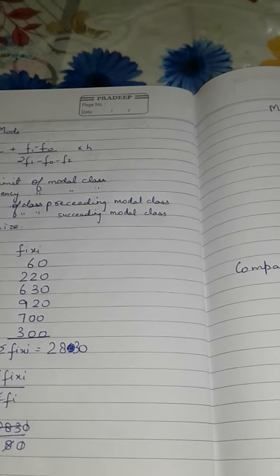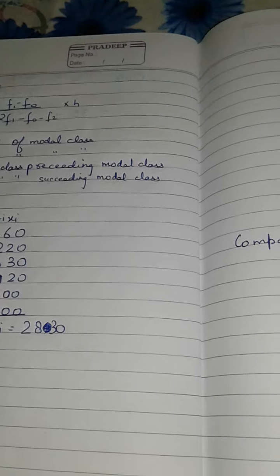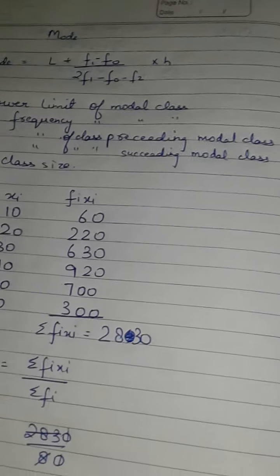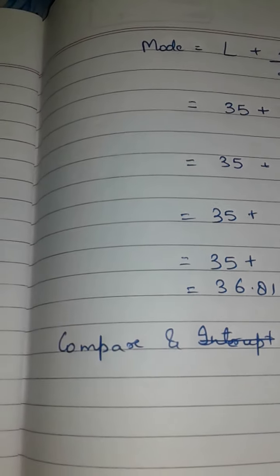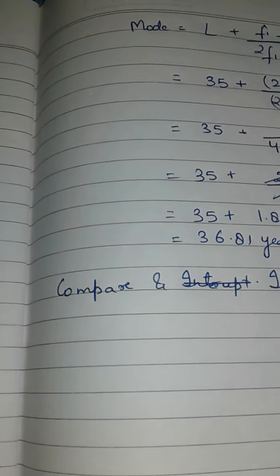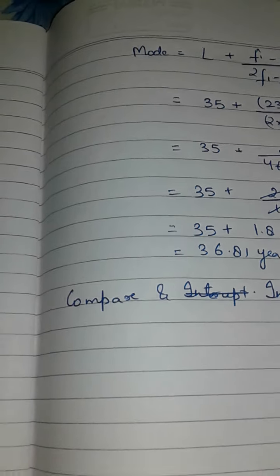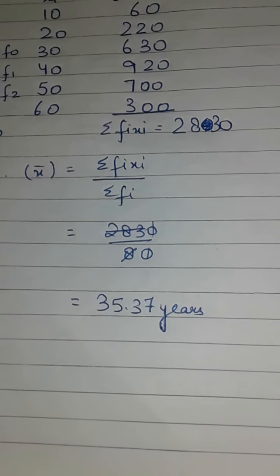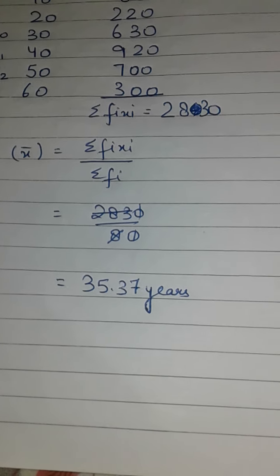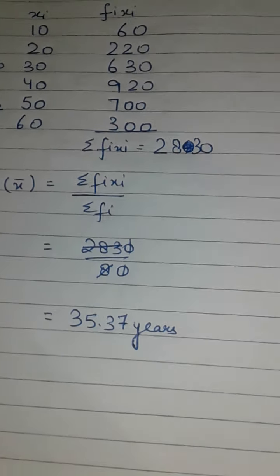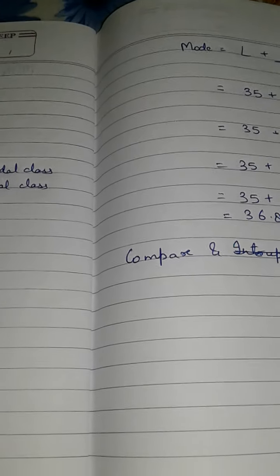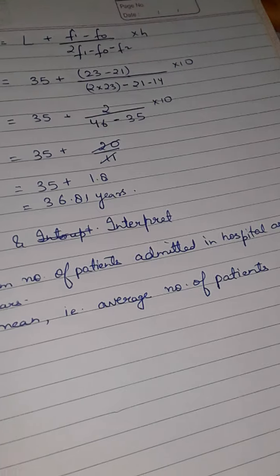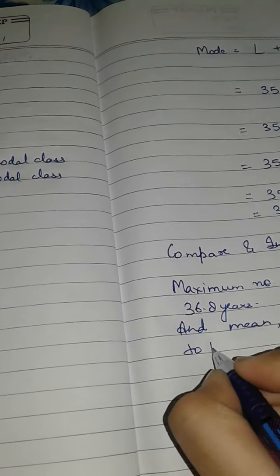So mode is that value among the data which occurs most frequently, and mean is the average number. Here, the maximum number of patients admitted in the hospital are of age 36.81. Mode value will tell us that the maximum number of patients admitted in a hospital are of age 36.8, and mean value will tell us that the average age of patients admitted to the hospital is 35.37 years. So this is the interpretation of these two measures, mean and mode.